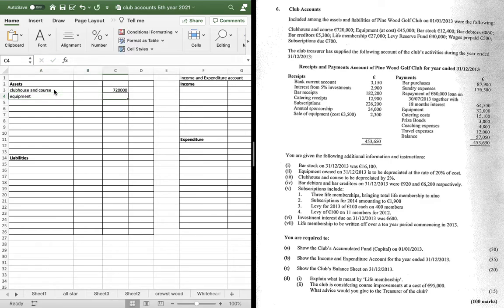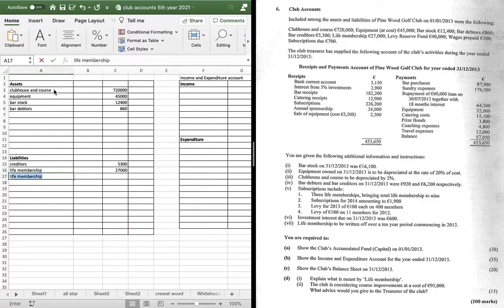So make any mistakes in this, shout out at me. Okay, that's an asset. Bar stock 12.4 is an asset. Bar debtors is an asset. It's 860. Bar creditors is a liability. 5.3. Life membership's a liability. So all these just go straight in as you see them.